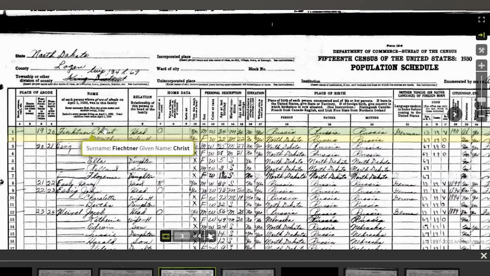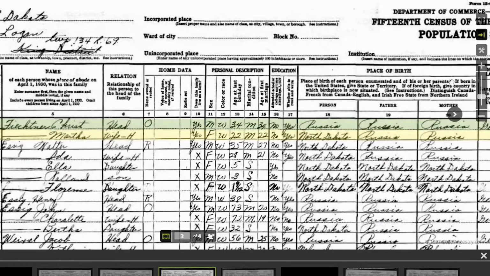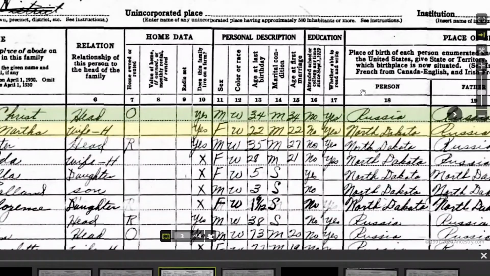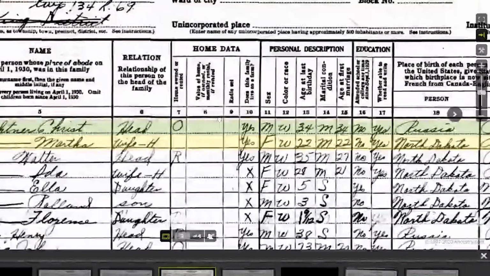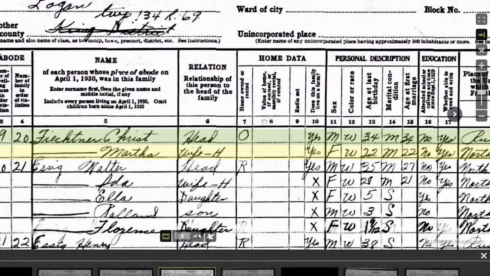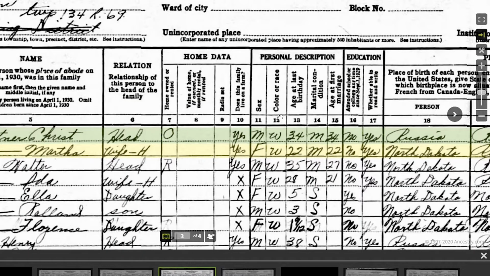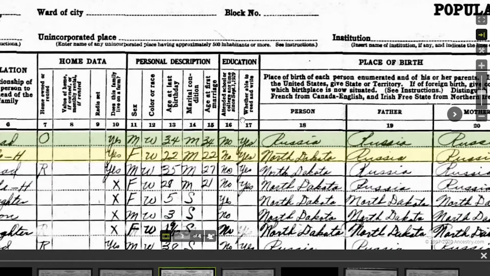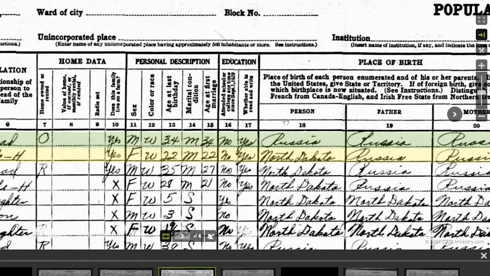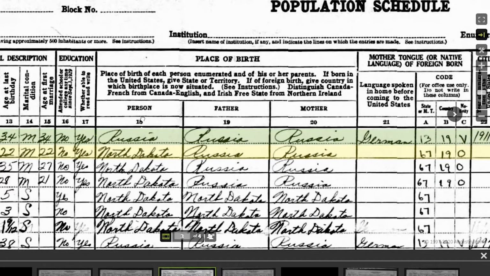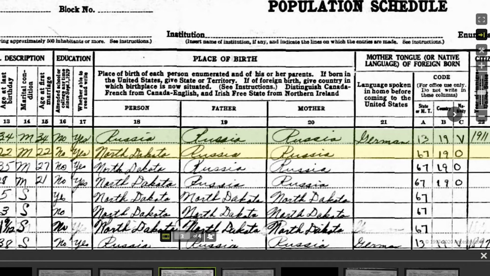It gives the place of birth here of the parents. So you can see that my great-grandfather was born in Russia, and my great-grandmother's mother was born in North Dakota, and her father was born in Russia. So both of the individuals here, one of their parents was born in Russia, which is kind of neat. It gives you the occupation again and the industry that they work in and things like that. So these are really good records to look at when you're trying to narrow down your ancestors.